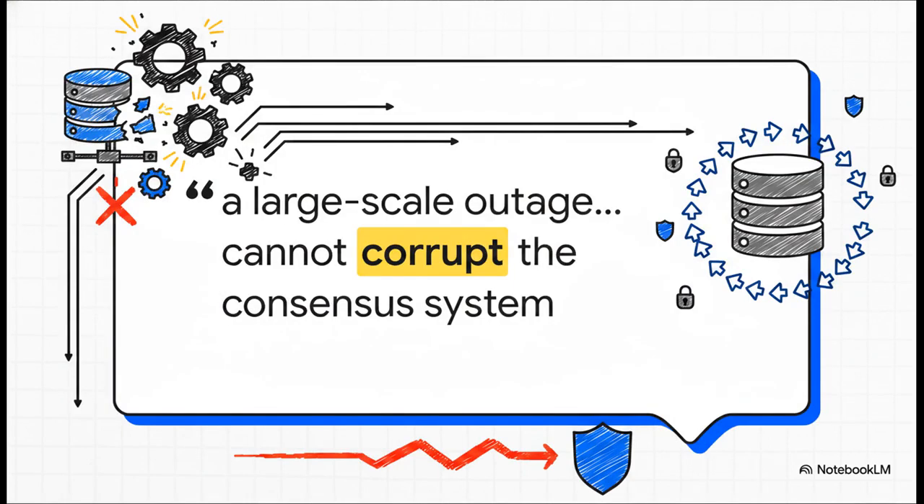To wrap up the philosophy here, consider this thought. A large-scale outage can stop the system, but it cannot corrupt the consensus system by causing it to make invalid decisions. That is the core takeaway. Consensus prioritizes absolute data safety over absolutely everything else. It will willingly crash your application and refuse service rather than even risk permanently corrupting your data.